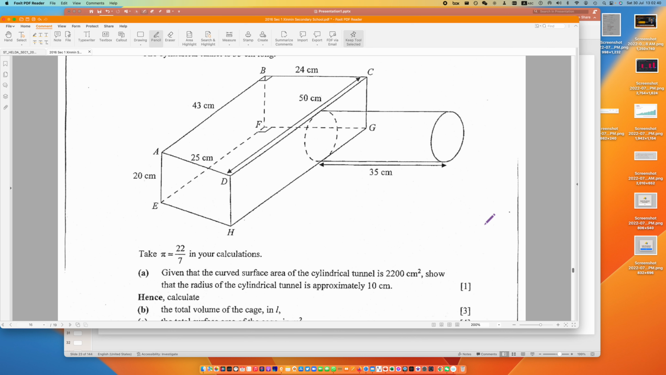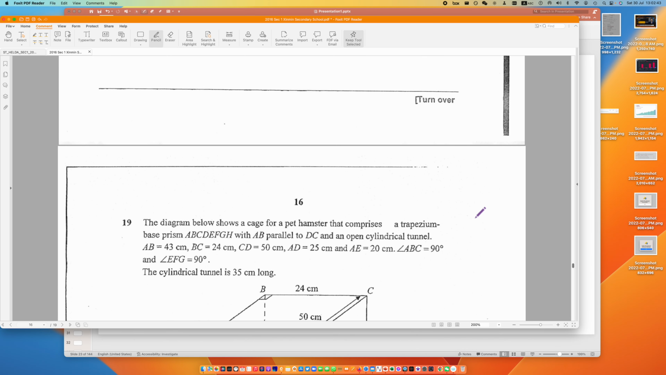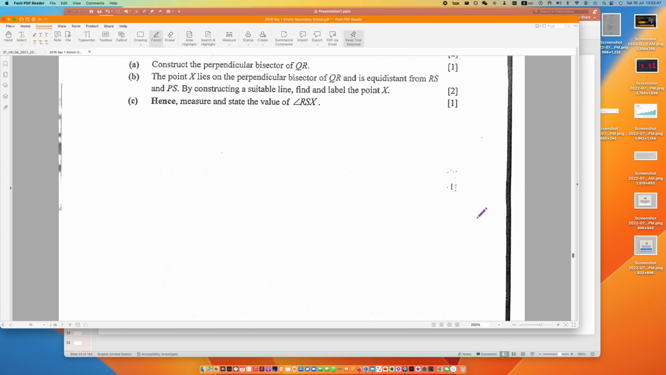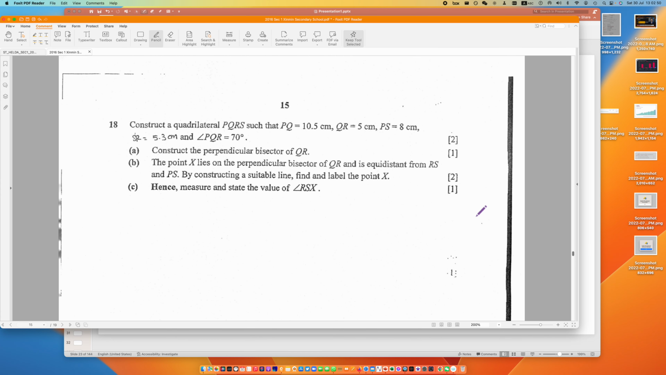Okay? The formula is the same, but the application is different. So you go home, you finish the rest of the questions. Our homework is always new homework plus redo. Okay? So, yes.